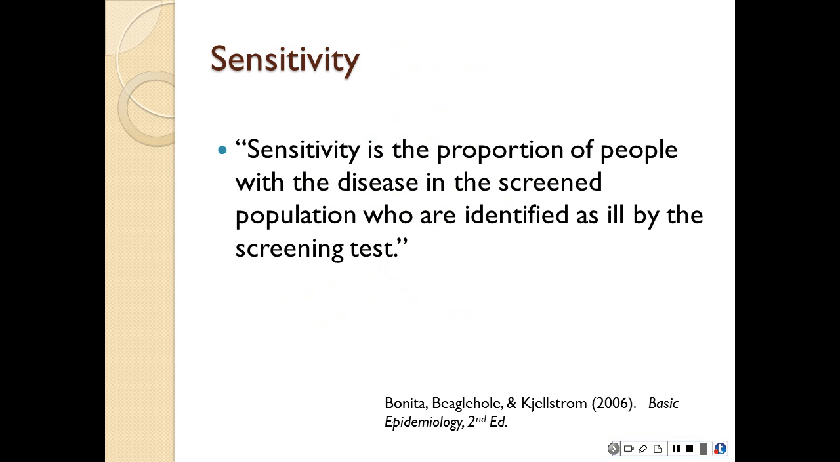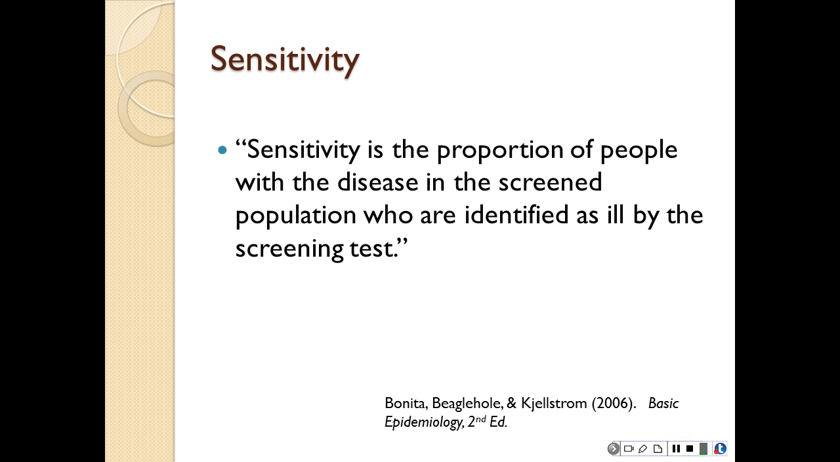So we assess validity in epidemiology using sensitivity and specificity. So sensitivity is the ability of the test to correctly identify all those people who have the disease, among everyone that's diseased.